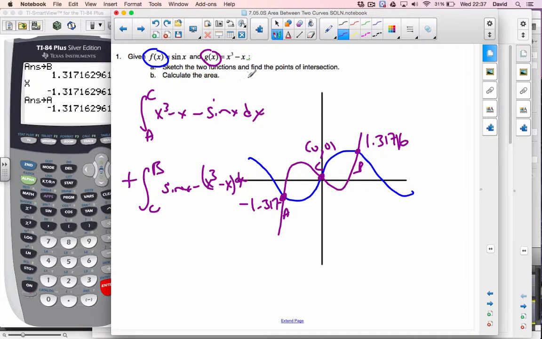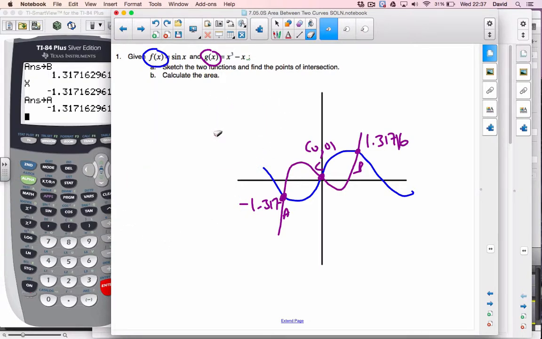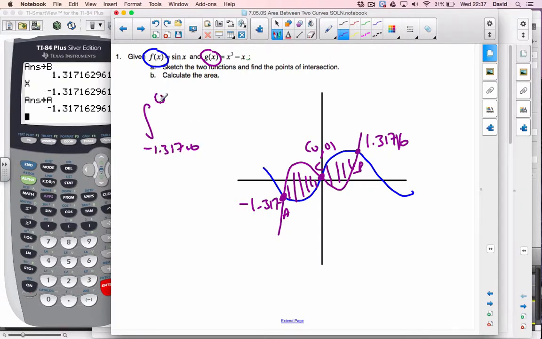But there's also another way I could consider doing this. I know that sine is perfectly symmetrical about the origin, as is x cubed minus x. And so this area is congruent to that area. So I only need to find the area once and then multiply it by 2. So I'm going to find the area from negative 1.31716 to 0 of my top function g of x minus my bottom function f of x.